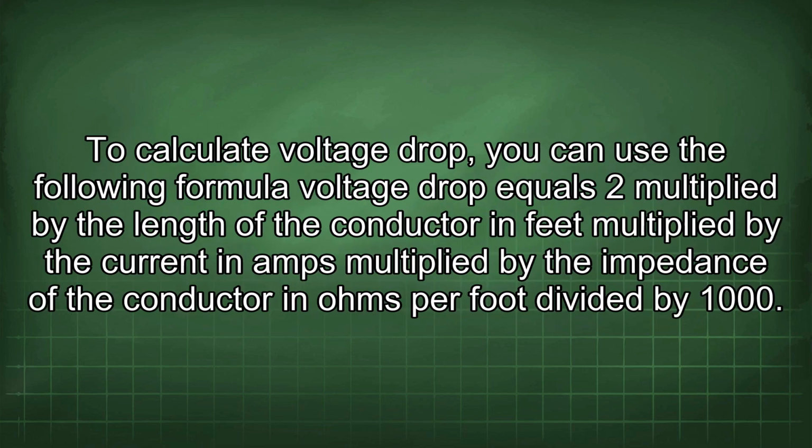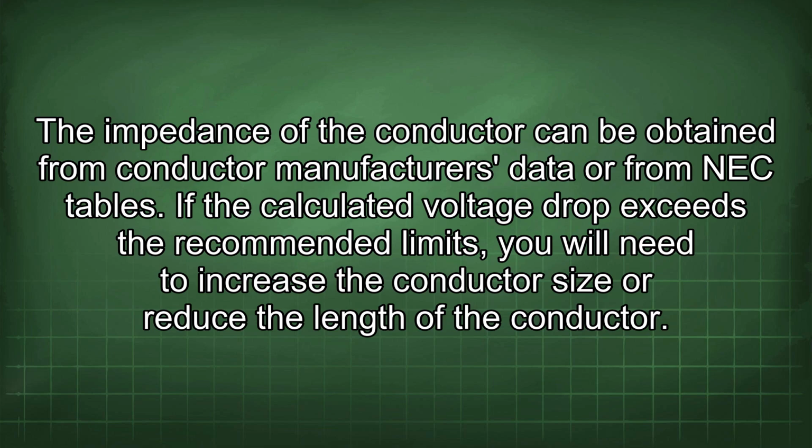To calculate voltage drop, you can use the following formula: voltage drop equals 2 multiplied by the length of the conductor in feet multiplied by the current in amps multiplied by the impedance of the conductor in ohms per foot, divided by 1000. The impedance of the conductor can be obtained from conductor manufacturer's data or from NEC tables. If the calculated voltage drop exceeds the recommended limits, you will need to increase the conductor size or reduce the length of the conductor.